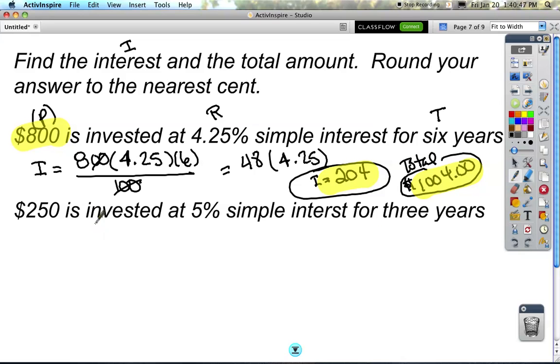Okay, so let's look at this one. We've got 200. It says the total amount. Okay, it wants interest and total amount. So on this one, that's your principal, that's your rate, and your time is 3 years. So y'all go ahead and work that out.